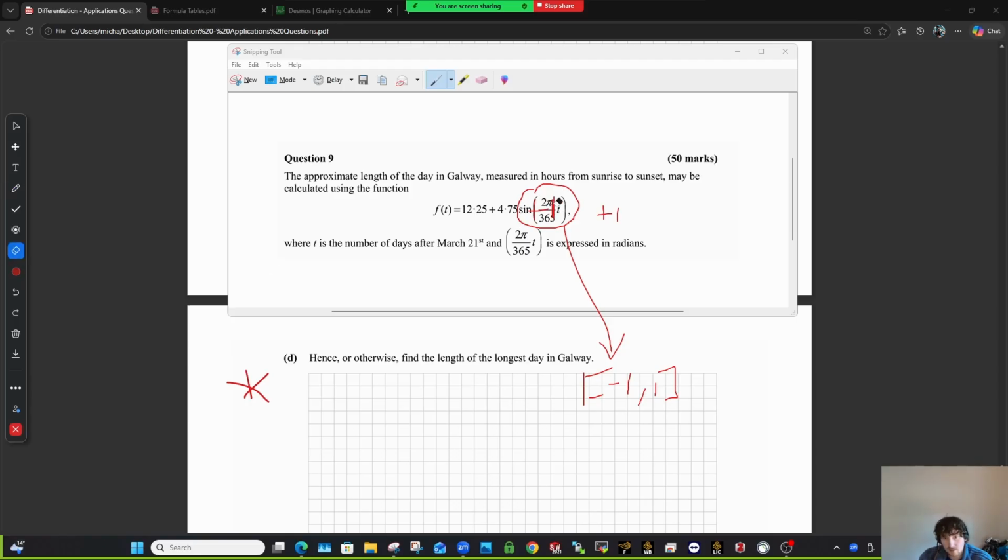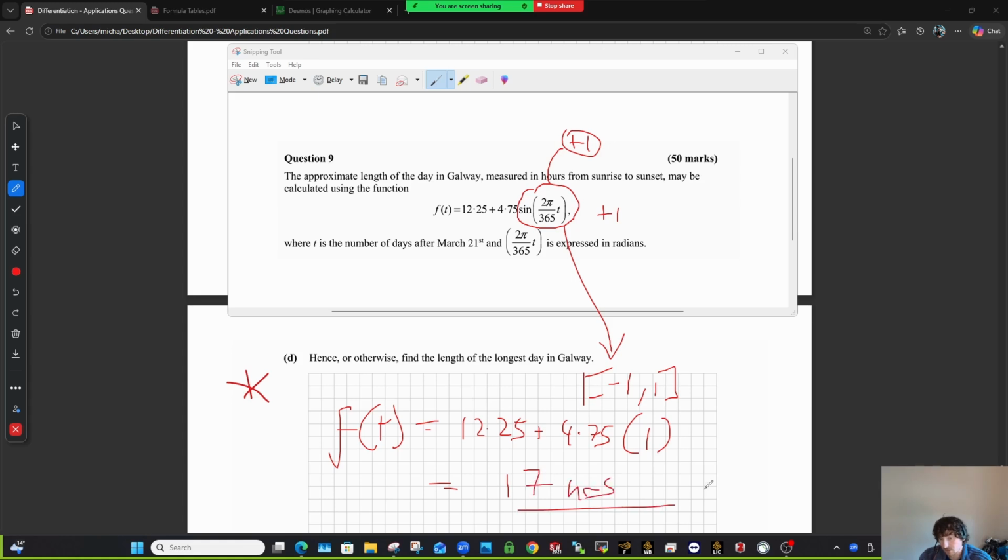Inside that red box, the biggest it could have ever given is a plus 1. Okay? Now think about it. We want to make f of t as big as possible because f of t is the length of the day. So if you want to maximize this function, let the sine take on the biggest possible value it can, which is a plus 1. And then all you got to do here is say that f of t is equal to this plus 4.75 multiplied by the biggest possible value this thing could give, which is a 1. And so you can see that 12.25 plus 4.75, 17 hours. And that's it. That'll be full marks.